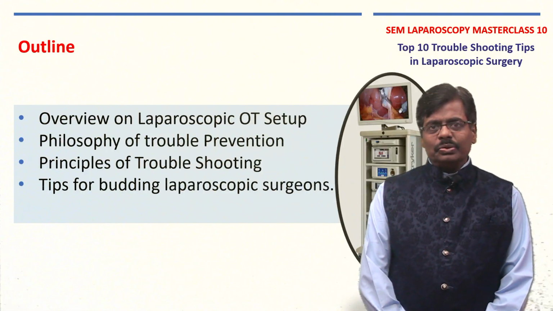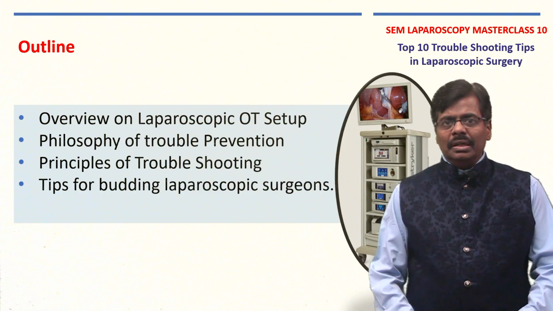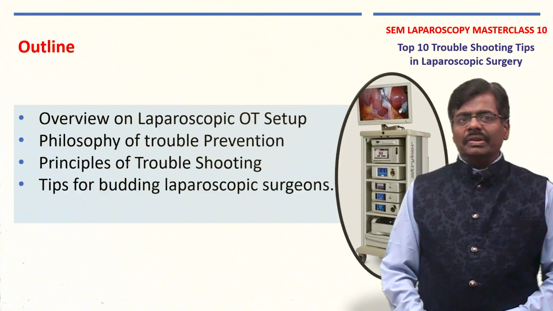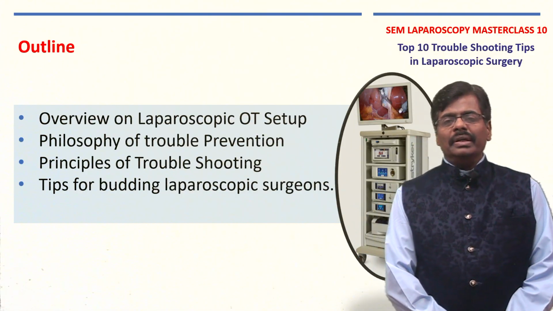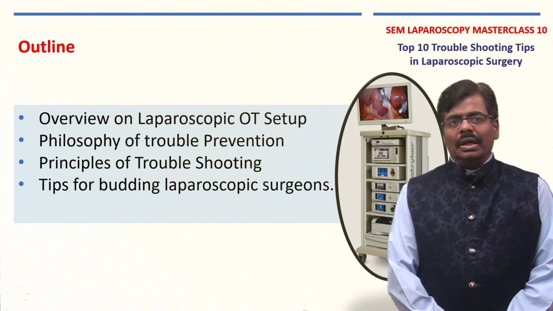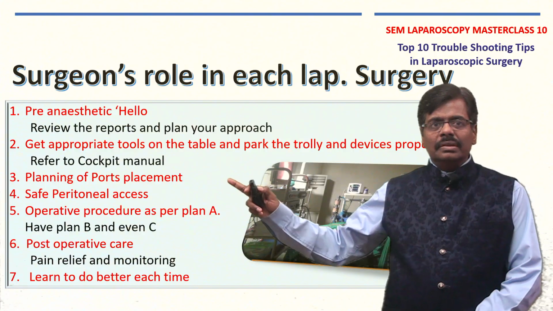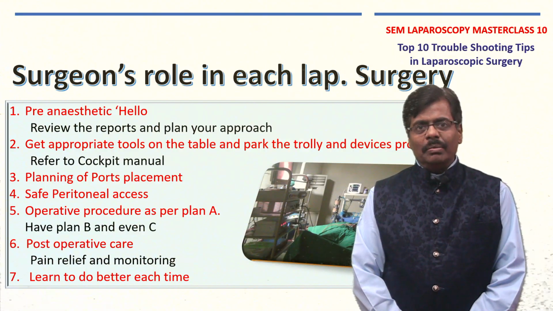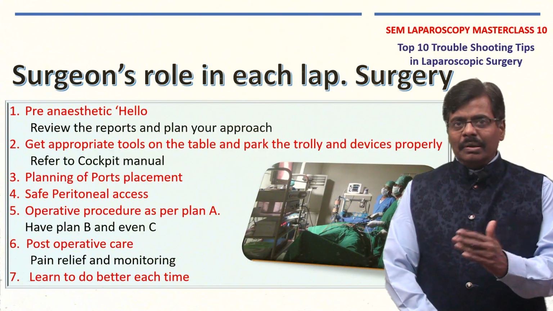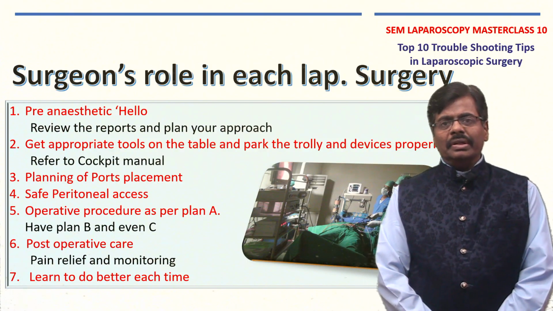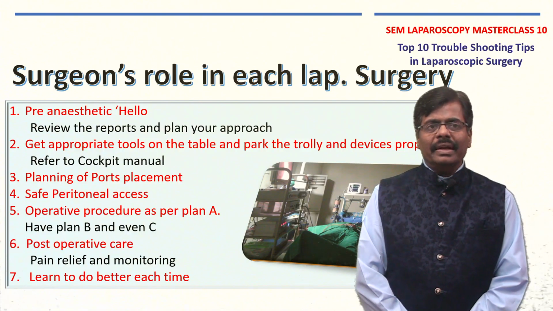Friends, as a laparoscopic surgeon, as a budding surgeon, we might enter a laparoscopic theatre with various problems during the procedure. So, how do we prevent them from happening, and what is the troubleshooting? Once you enter the OT, there are 7 important things a surgeon does. One, of course, we see the patient, say hello to the patient, and get all the history and examination and also the investigation reports reviewed by you, what I call a pre-anesthetic hello.